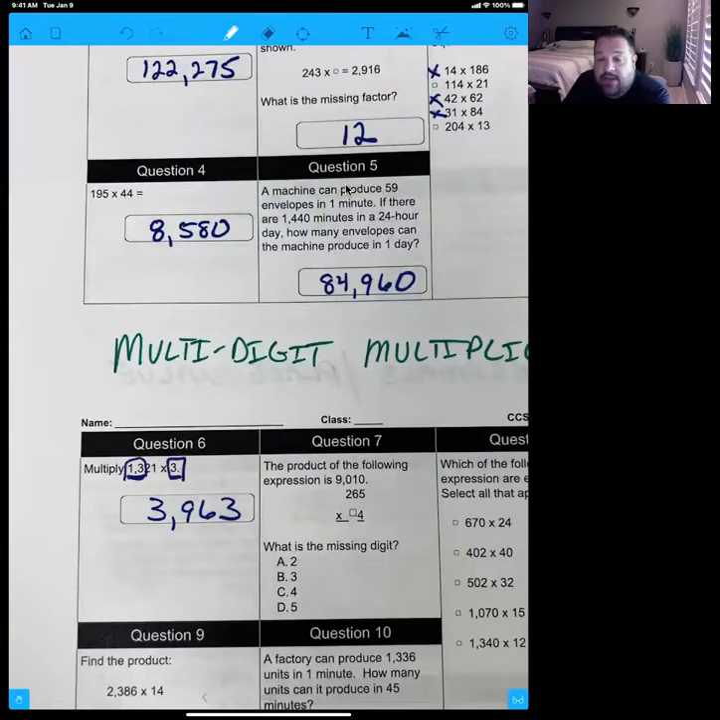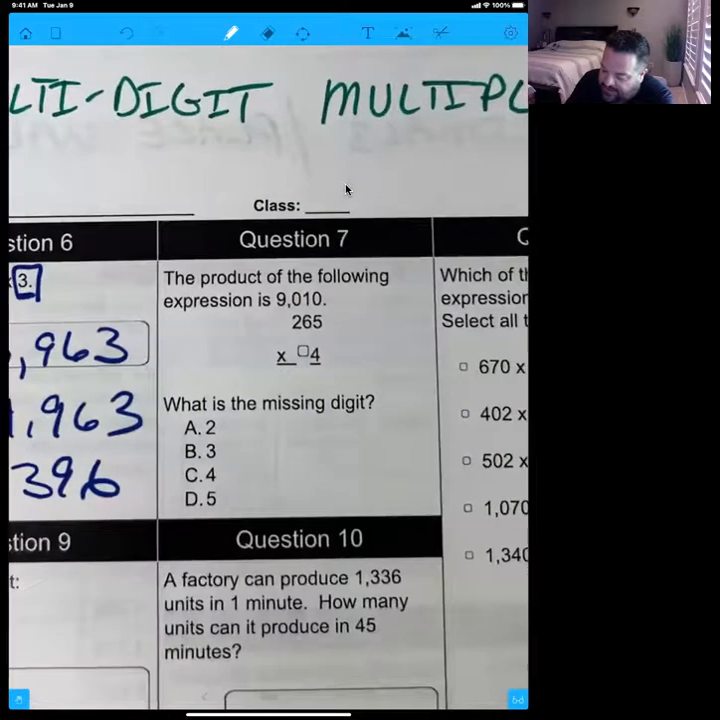Sometimes these choices will be the answer. It'll be 4,963. It'll be 396. Almost always on these tests, you don't really have to do the problem. If you do a quick estimate, you'll see the answer. Go ahead and do number 7.